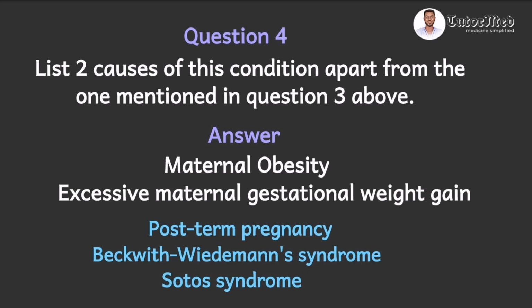The other syndromes are Soto syndrome, Weaver syndrome, Marshall syndrome, etc. Sometimes mothers who were born large for gestational age, or mothers who have a history of macrosomia, would also likely give birth to macrosomic babies.